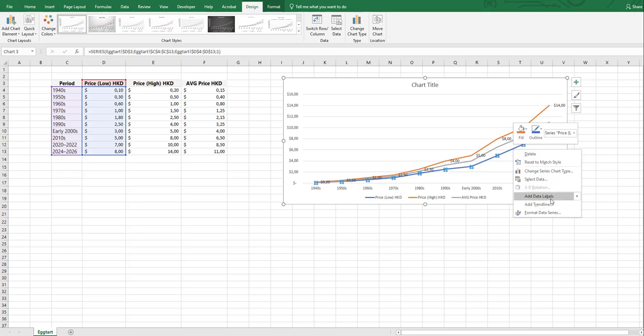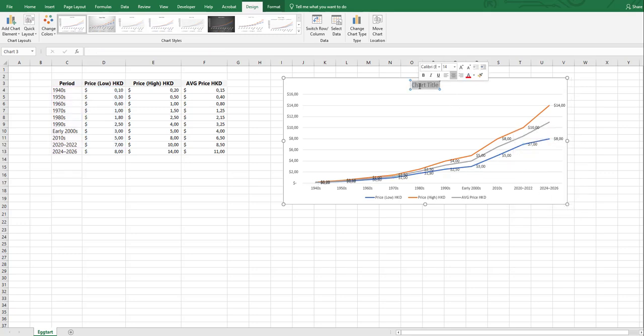The middle one I don't add so that they don't collide, and I will say price development.